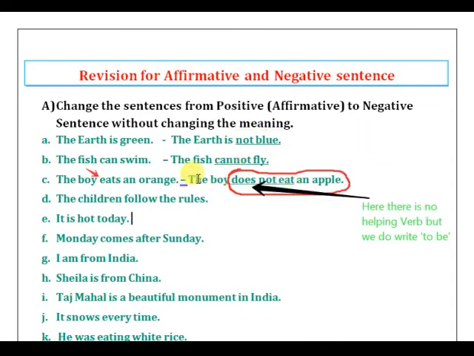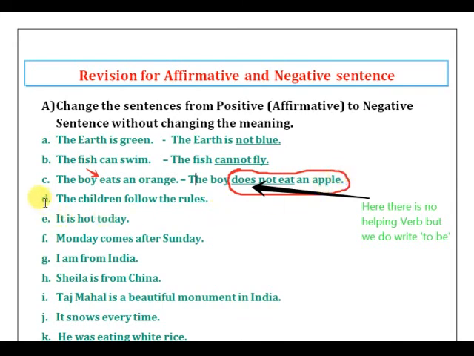So the correct answer for this is the boy does not eat an apple. Here many of you will think, there was no such kind of helping verb, then where did this does come from? Where there are no helping verbs, there are to be verb forms. The boy eats an orange. The correct answer of this particular type of sentence is the boy does not eat an apple.